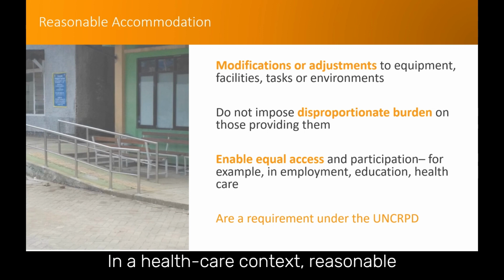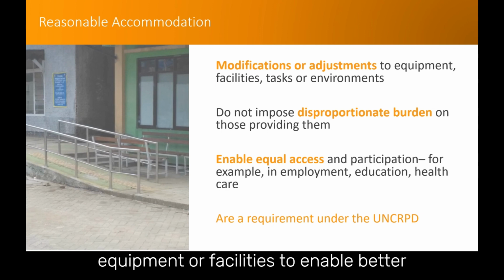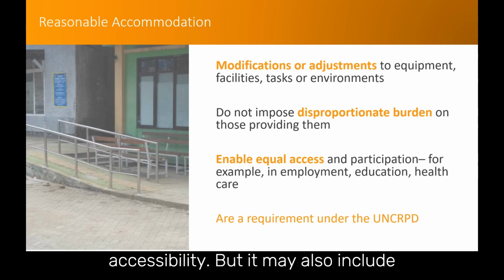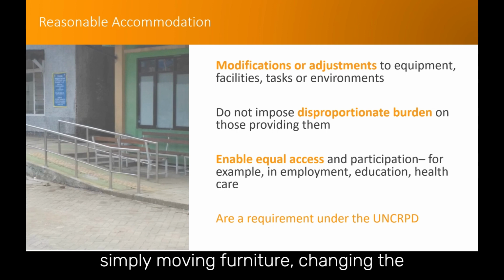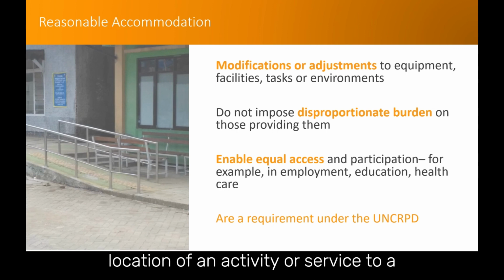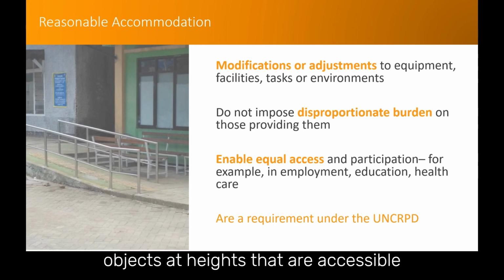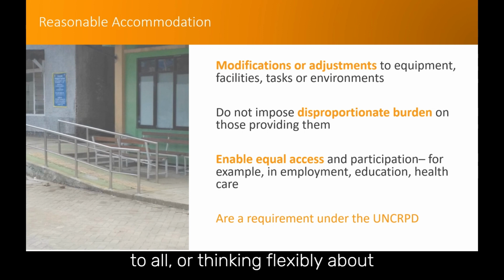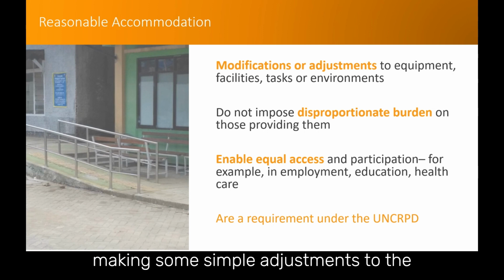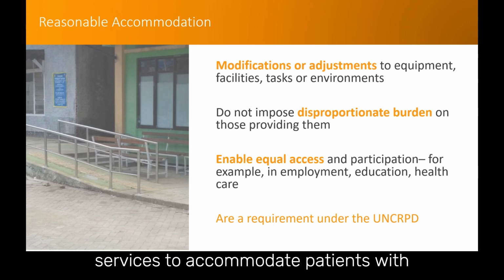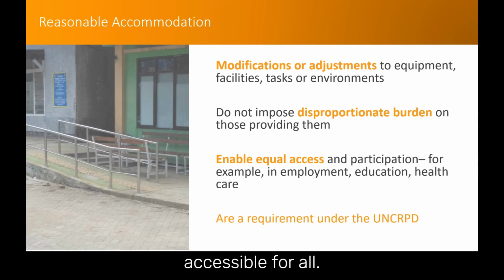In a healthcare context, reasonable accommodations may include modifying equipment or facilities to enable better accessibility, but it may also include simply moving furniture, changing the location of an activity or service to a more accessible location, using alternative formats to communicate, being mindful of placing information or objects at heights that are accessible to all, or thinking flexibly about how, when, and where to provide interventions and services. By making some simple adjustments to the environment or to the way we deliver services to accommodate patients with diverse needs, we can make a big difference in making healthcare accessible for all.